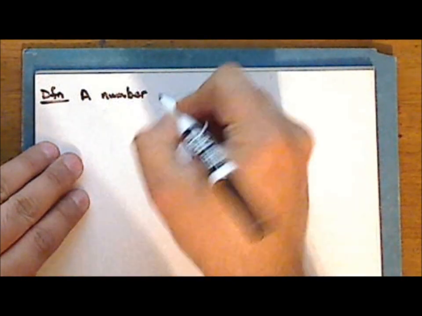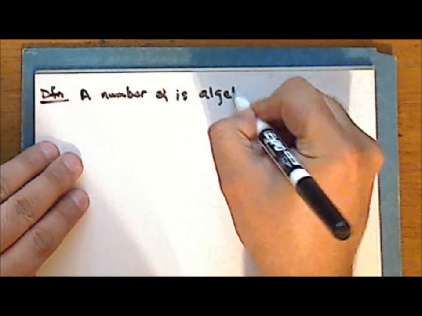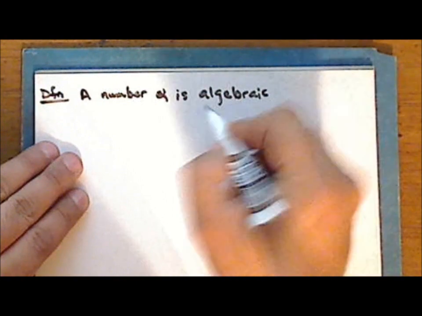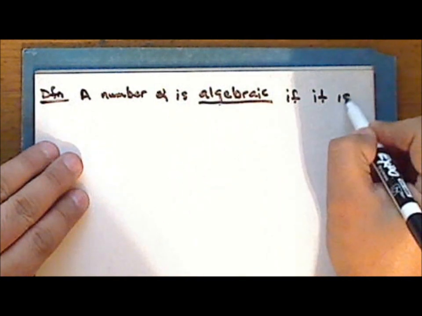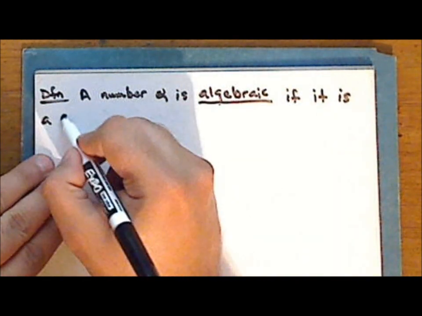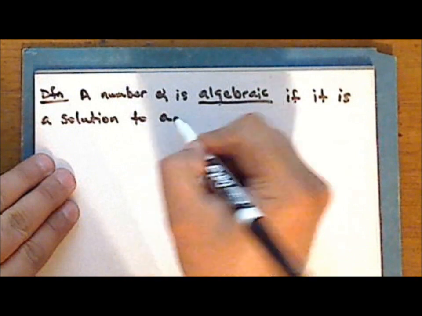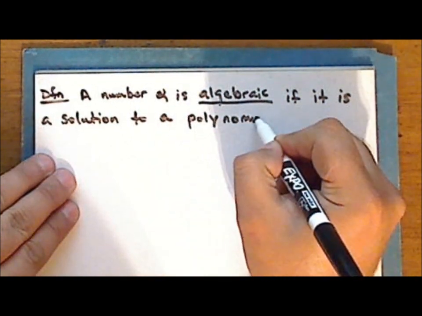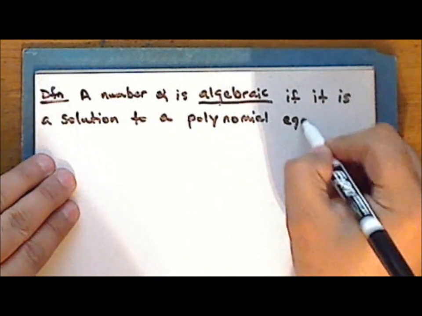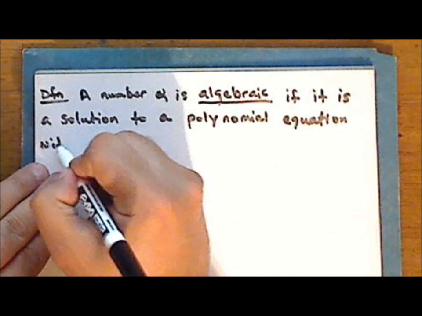A number alpha is algebraic if it is a solution to a polynomial equation with integer coefficients.